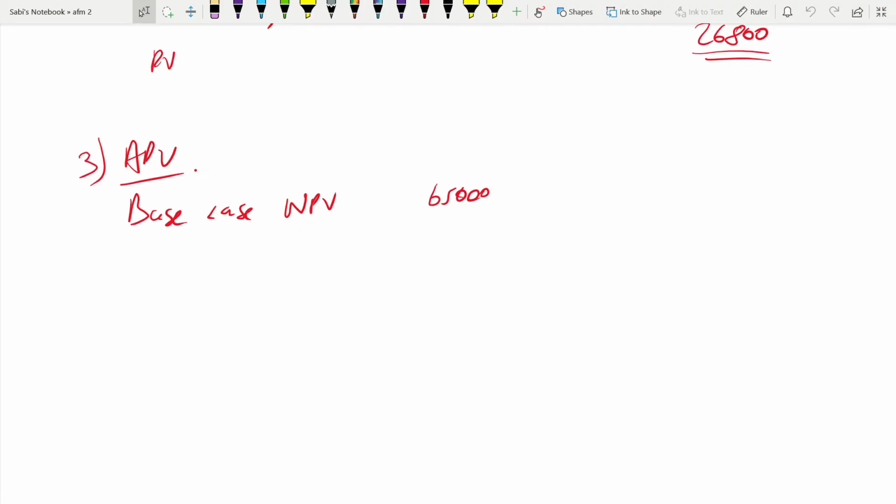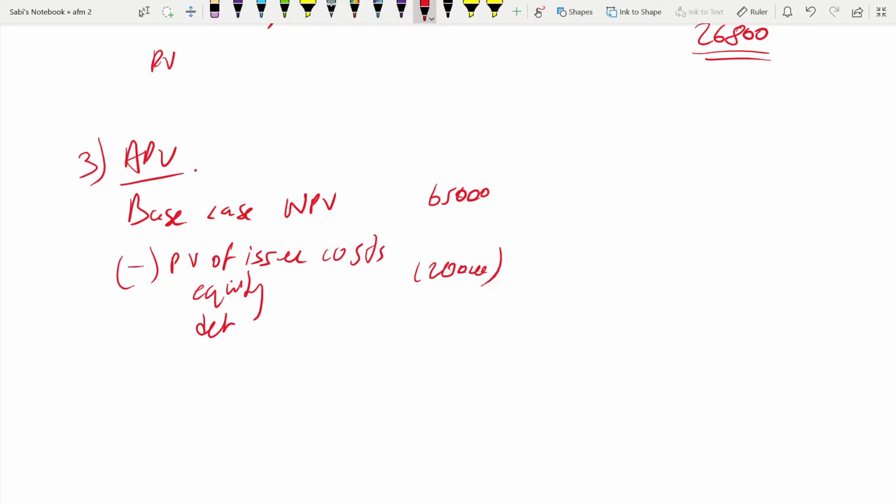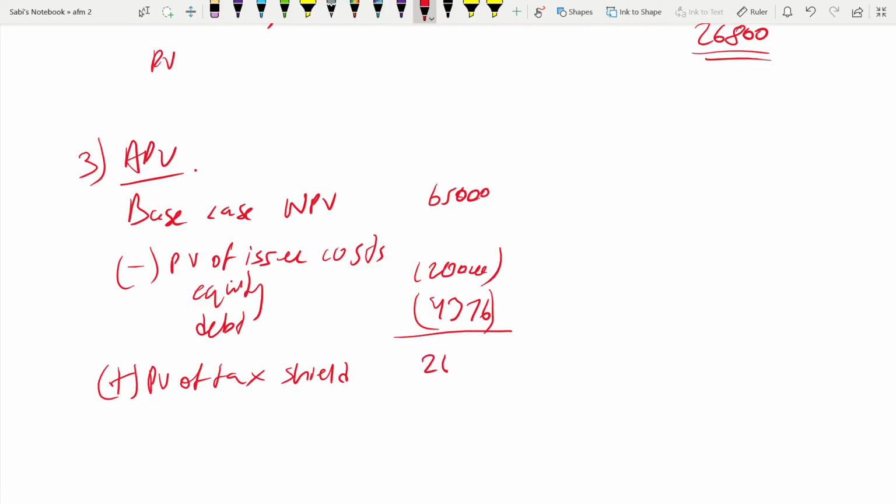Okay. Anyway, less present value of issue cost. Whether it's debt or equity, issue costs are deducted. 20,000 for equity. For debt, 4,376. This is why working is required. You just need to carry forward the working. And plus present value of tax shield, 26,800. And you will get 67,424. This is your adjusted present value.